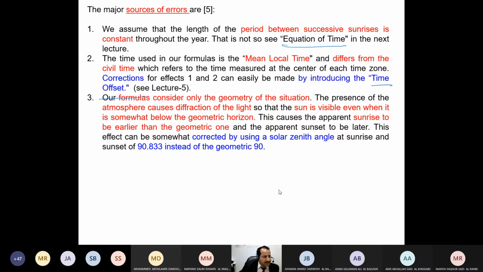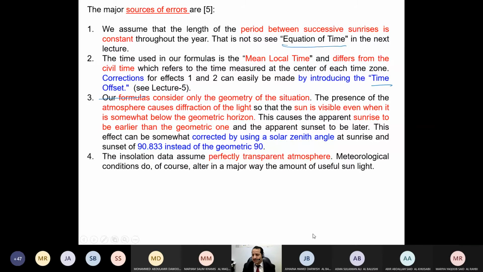And the last point here is transparency. Usually when people do calculations, they assume a transparent sky: no clouds, no pollution, no dust, no shadow, nothing at all. Which is not the situation. For some countries, as an example, in Europe, in the UK, where I live, it's cloudy most days of the year.